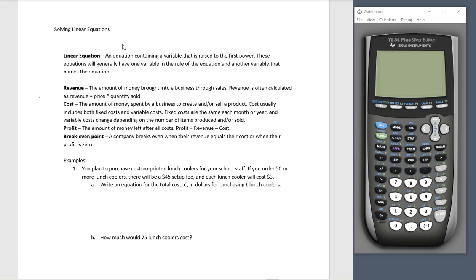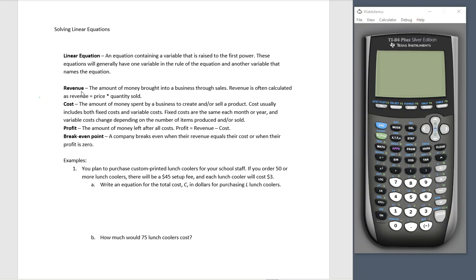Start with a definition. A linear equation is an equation containing a variable that is raised to the first power, and frequently we do not write the first power. These equations will generally have one variable in the rule of the equation and another variable that names the equation. Frequently we use f for a function, but we might name it depending on the actual problem.